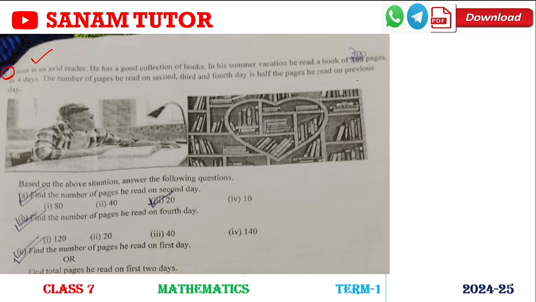How to solve? The total, he read a book of 300 pages, and 4 days. The number of pages read on the second, third, fourth. Suppose on day 1 he read x, the second day is x by 2, the third day is half of that, x by 4, and the fourth is x by 8. So the sum of this equals how much? 300. So x plus x by 2 plus x by 4 plus x by 8 equals 300.